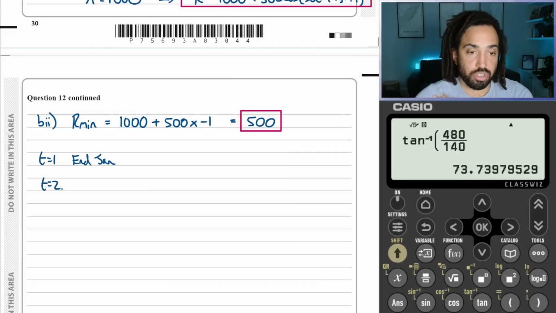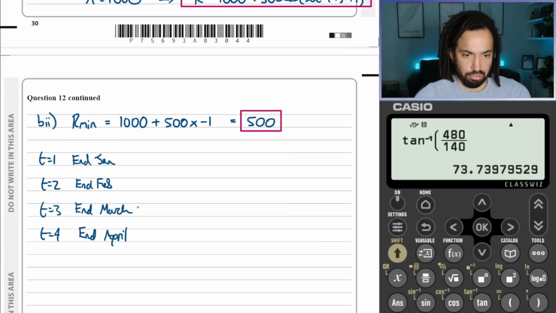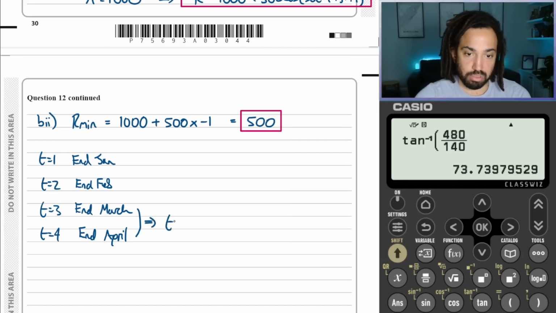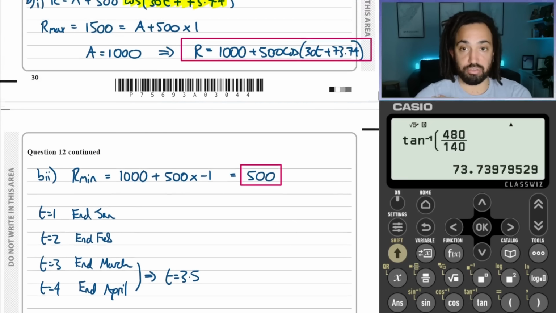So if t is equal to 2, then that would be right at the end of February. t is equal to 3 will be the end of March. And if t was equal to 4, that would be right at the end of April. But we want halfway through April, which is halfway between these two. So halfway through April, t would equal 3.5, which is what we want.